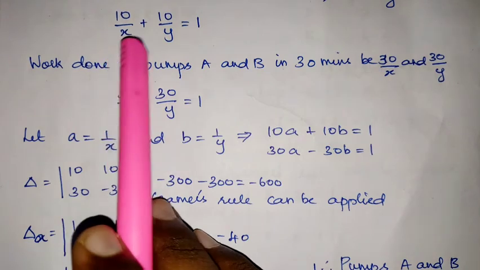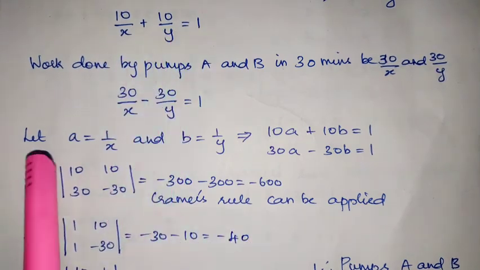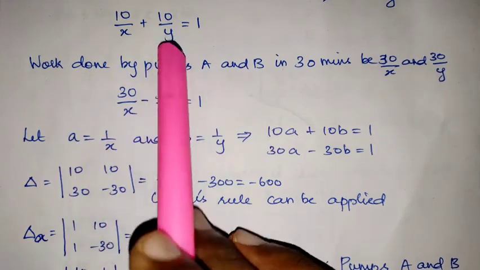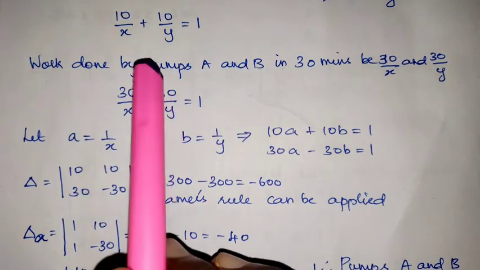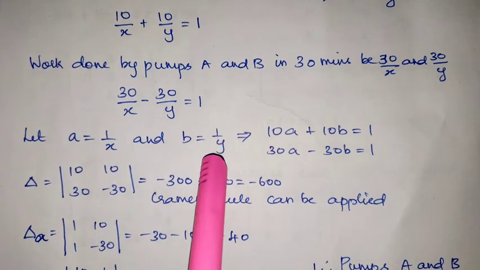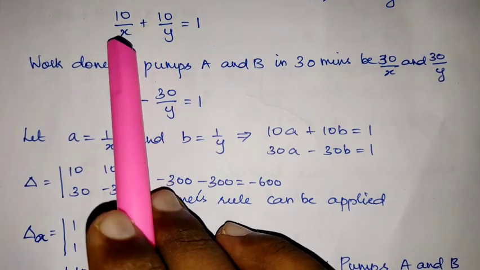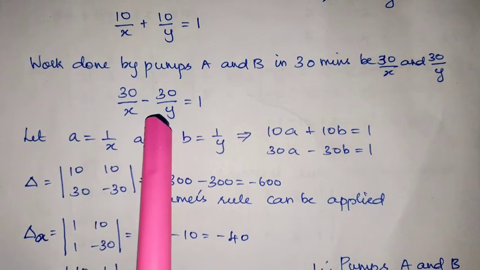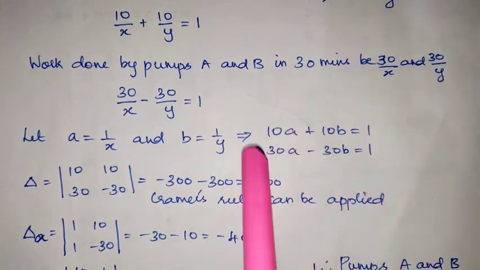Right, since we have x and y in the denominator, we can take a is equal to 1 by x and b is equal to 1 by y. So the equations change as follows: replace 1 by x and 1 by y with a and b. So 10a plus 10b is equal to 1, and 30a minus 30b is equal to 1. So these are the two equations.